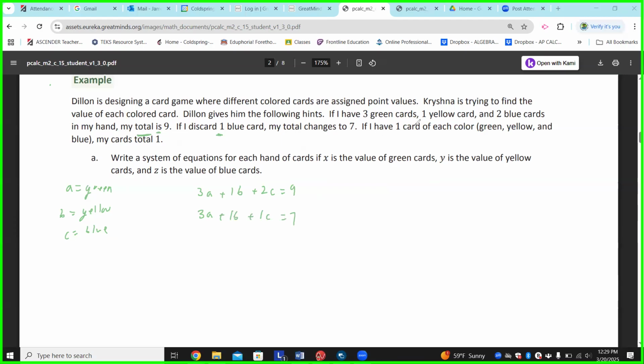If I have 1 card of each color, green, yellow, and blue, my total is 1. That'll make no sense. Well, whatever. It's not my game. All right, so how would you write this out? 1A plus 1B plus 1C equals 1. Right? And again, if you used X, Y, Z, that's probably just as good as A, B, and C. Or maybe use G, Y, B for the actual colors. Totally fine. It doesn't matter. Variables are something we don't know.